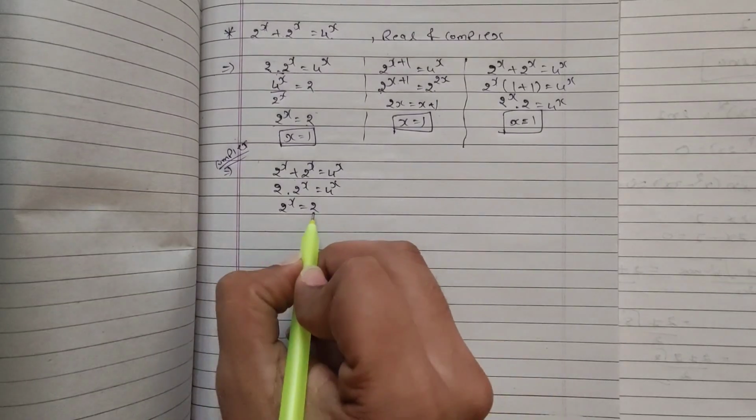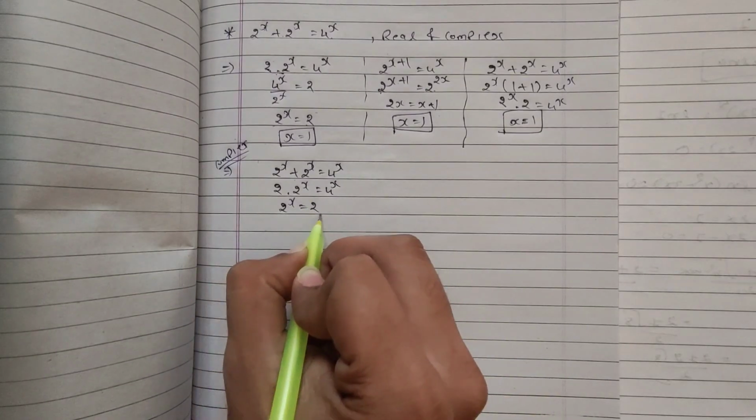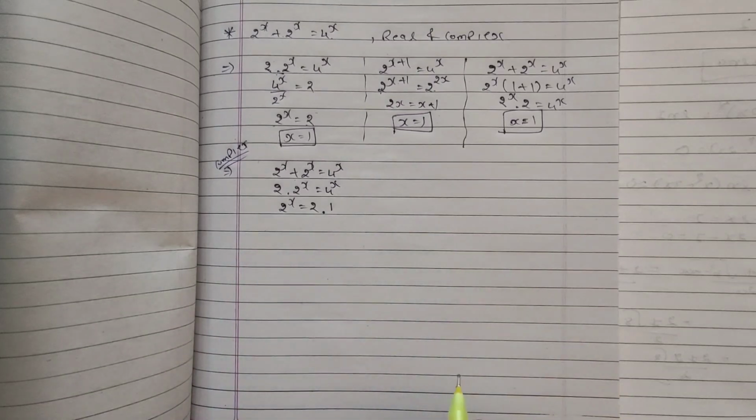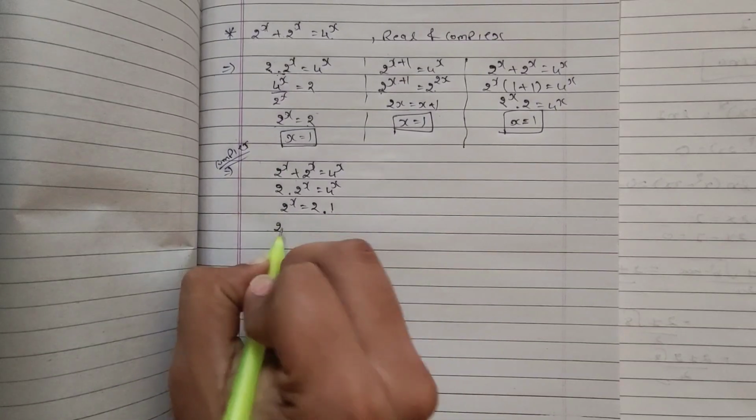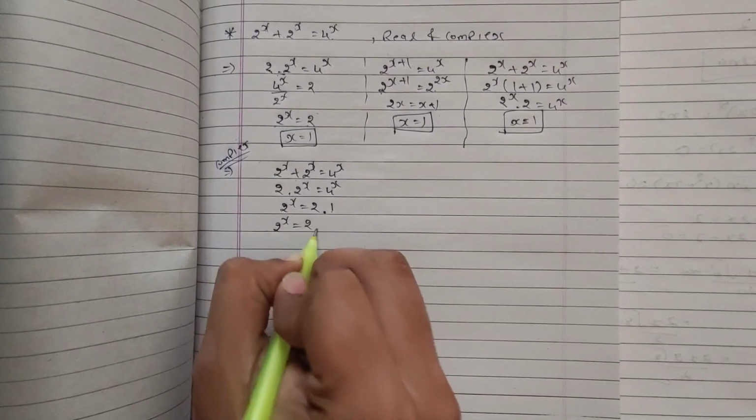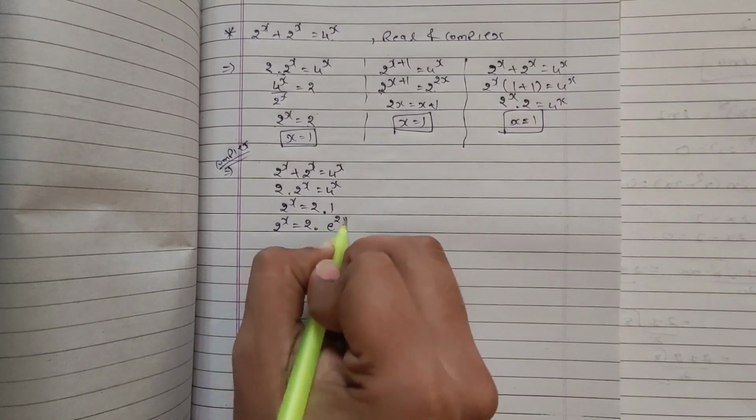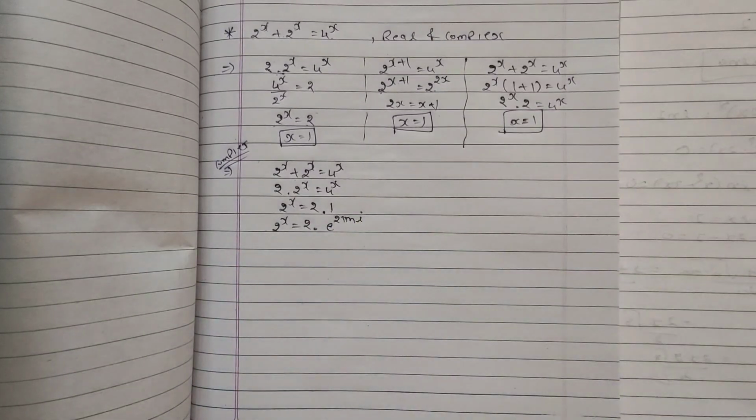Now here I have 2, so I can also write 2 as 2 into 1. Whenever we talk about 1, if I want to write 1 in complex form, then I can write 2 raised to x equal to 2 into e raised to 2 pi n iota.